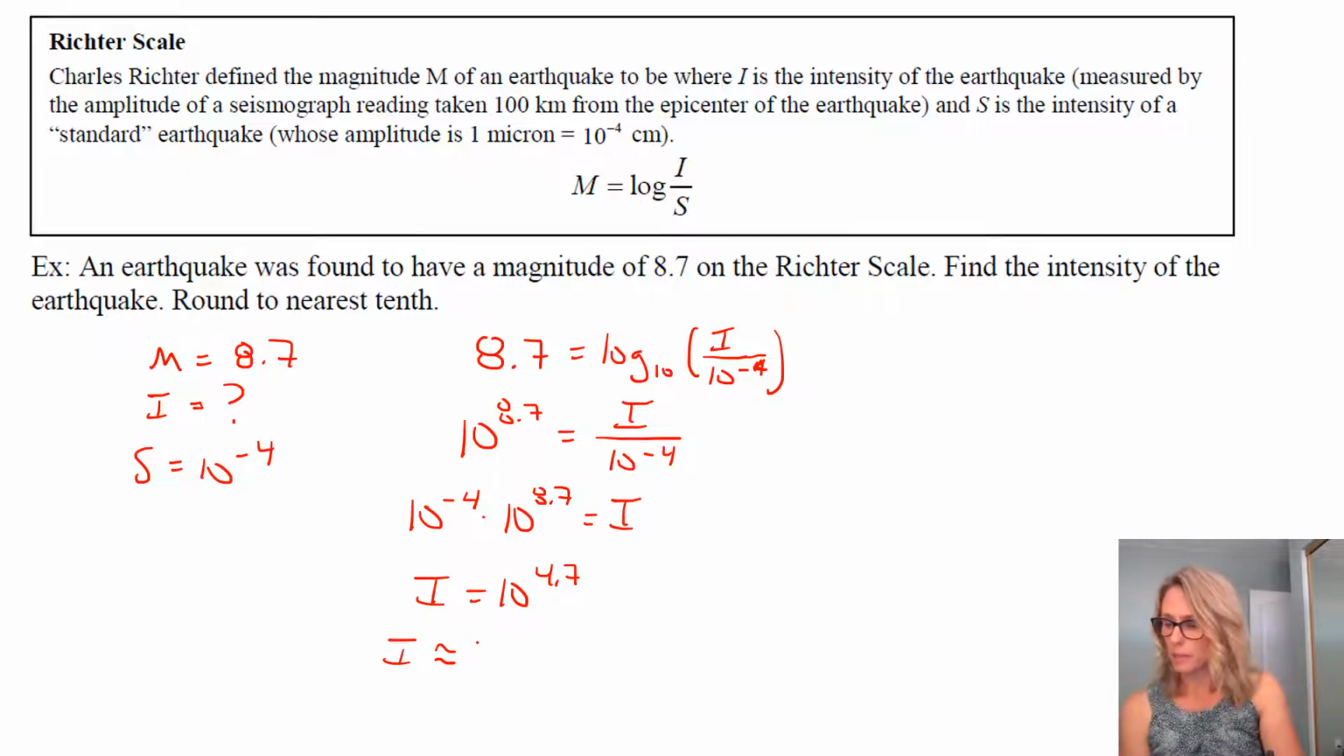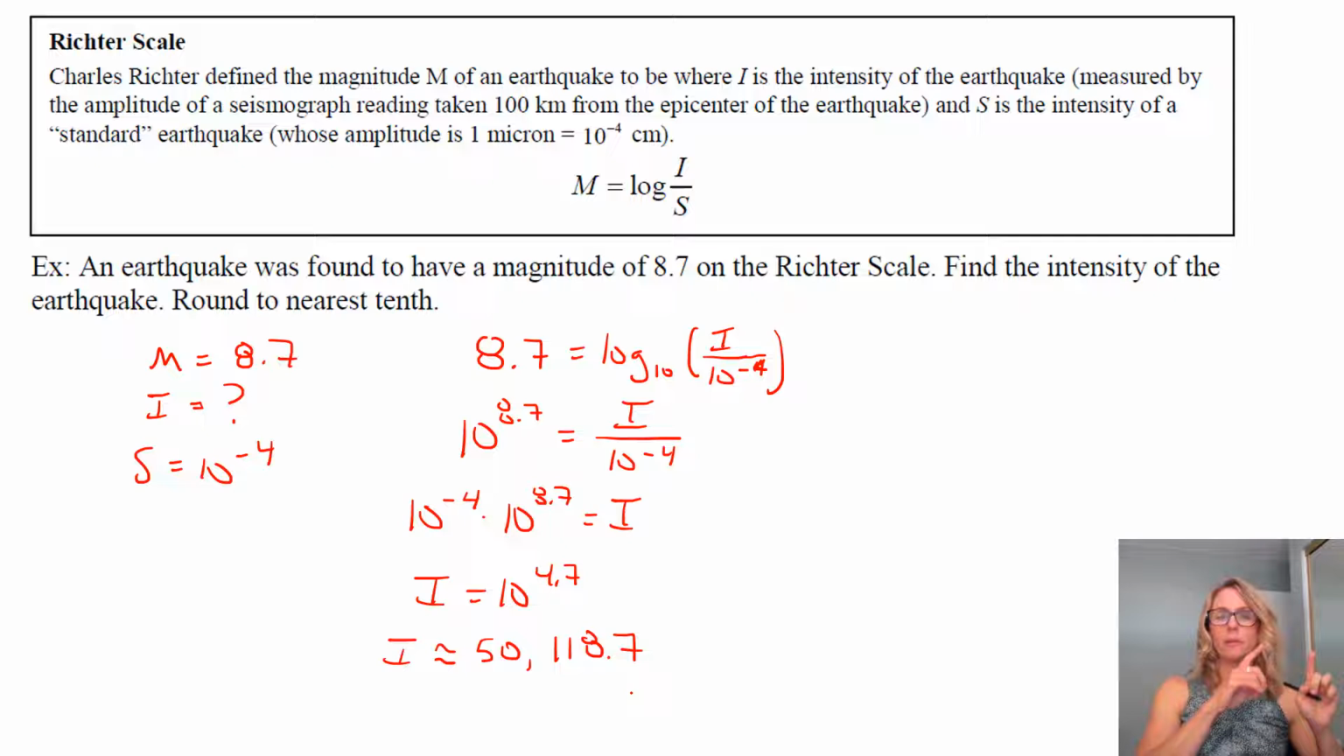And what you'll find is that it's about 50,118.7. I want you to notice that the 7.8 that we just saw had an intensity of 6,000. This is 8.7, so it's a little less than one more on the Richter scale, but look at the reading on that. The reading is huge, as you can see.